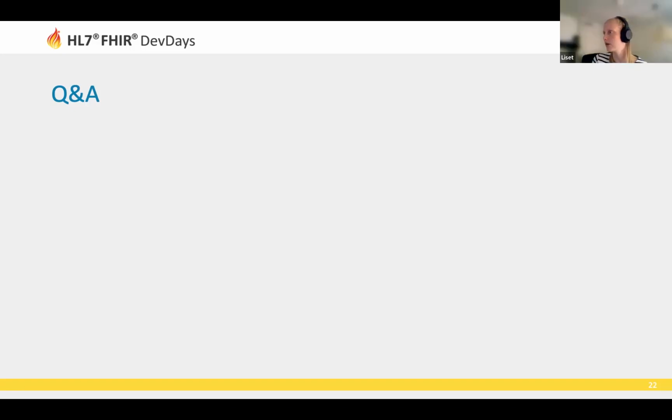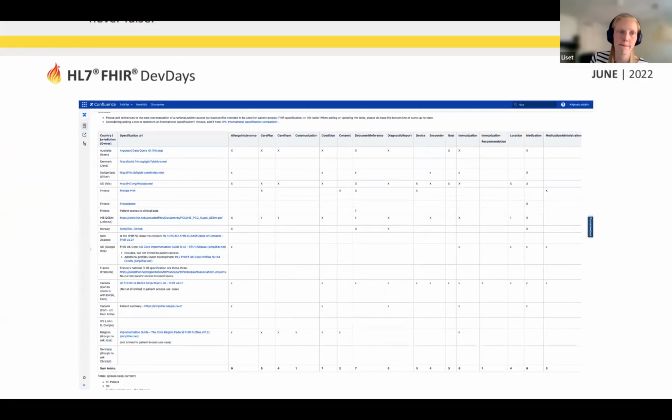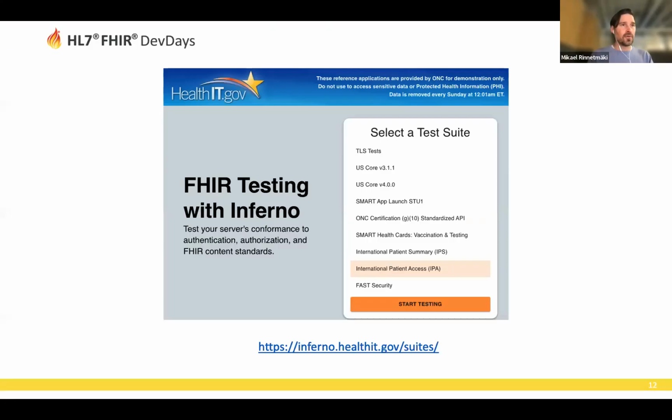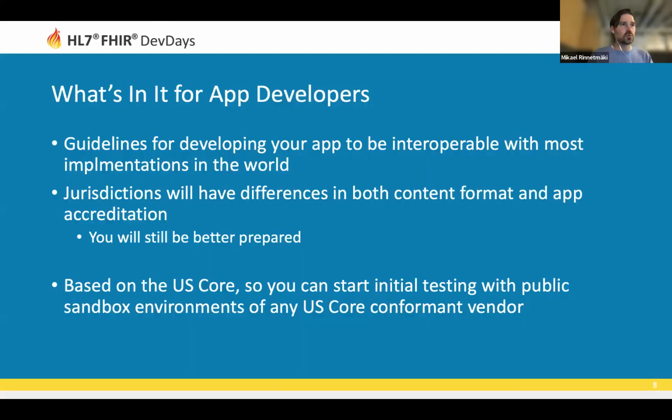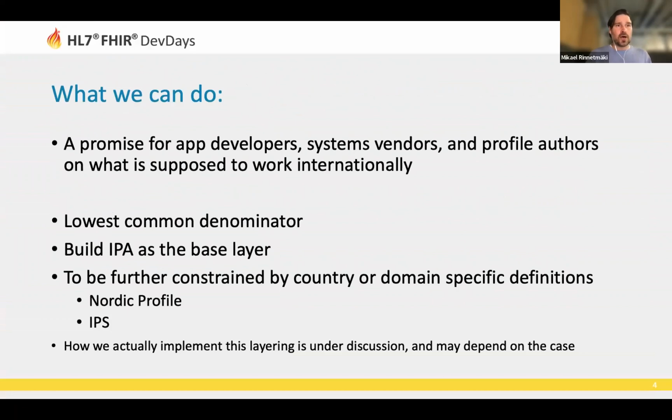Okay. Another question popped up, and it says, the IG states each country publishes their own national patient access specification that is consistent with this specification. How is it expected that this consistency be expressed? Are country-specific profiles being formally derived from the IPA ones, or just have constraints replicated? Great question. That was what I had on this slide, that how we actually implement this layering is still under discussion.